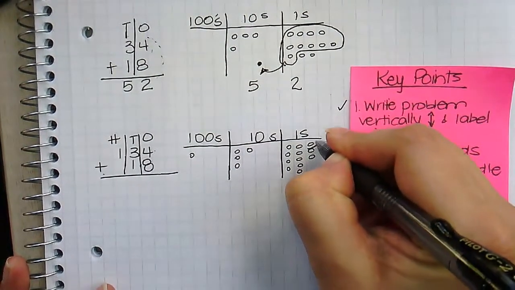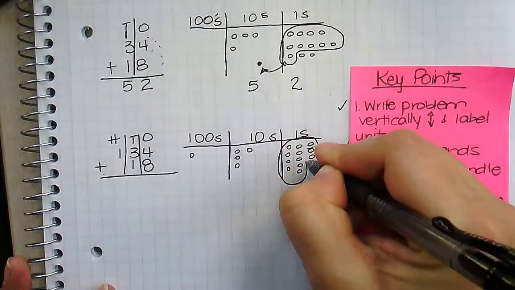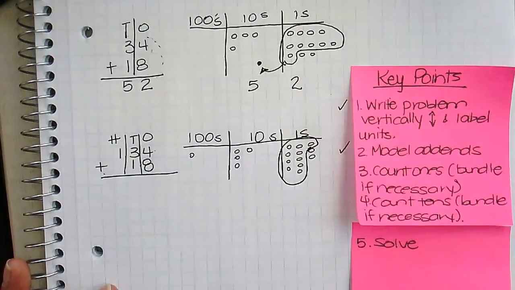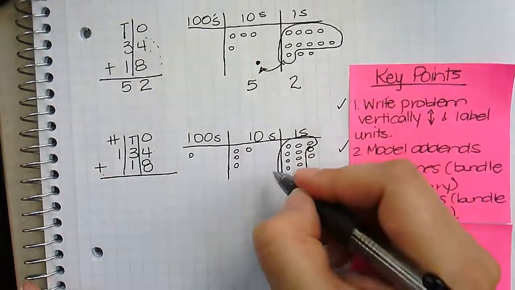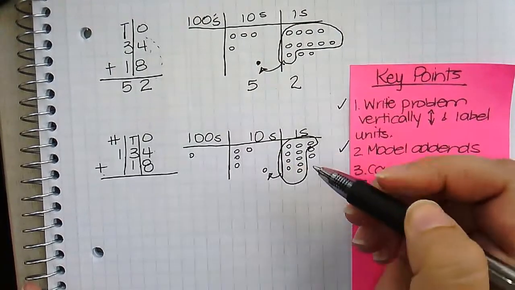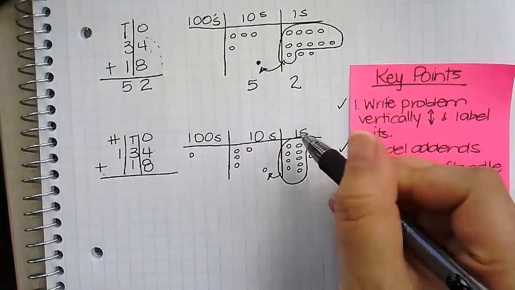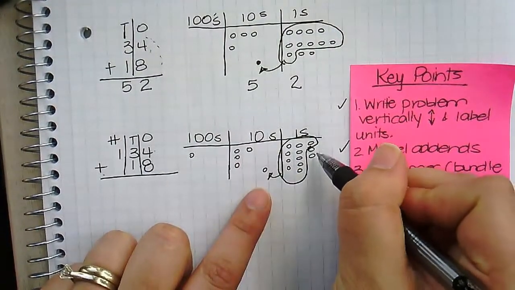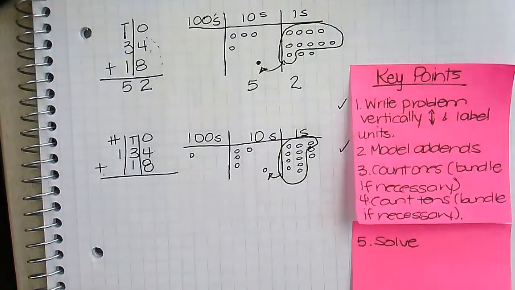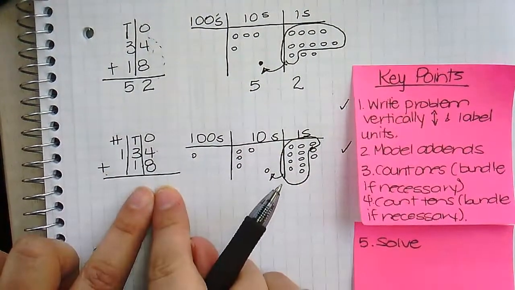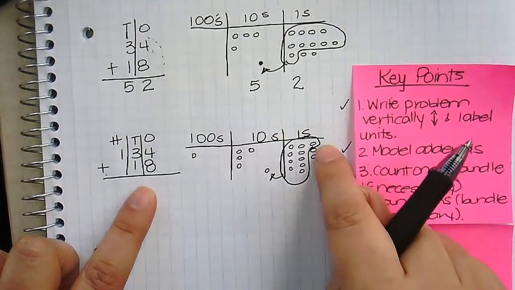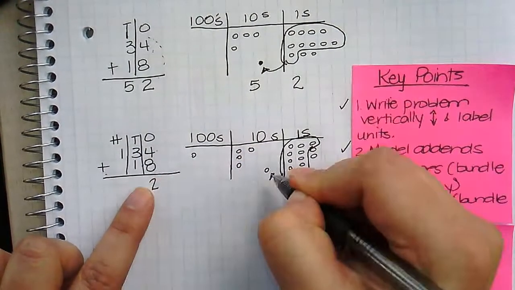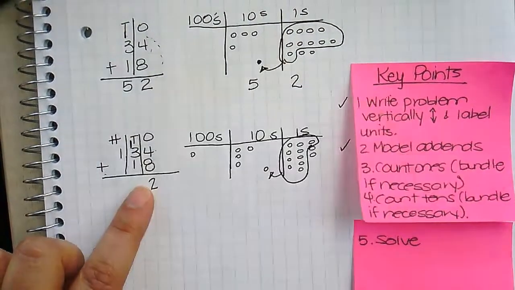So I bundle 10. 1, 2, 3, 4, 5, 6, 7, 8, 9, 10. Look at that. I circle 10 together. I make an arrow and I draw a dot. So, we rename 12 ones as 1 ten and 2 ones. Remember, whatever you do here, you have to do it here. So I have 2 left over. So I put 2 here and I put that one right on top, boys and girls.